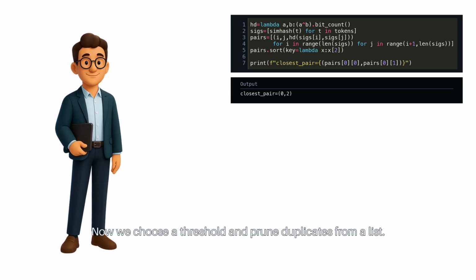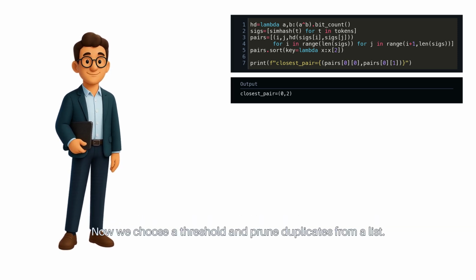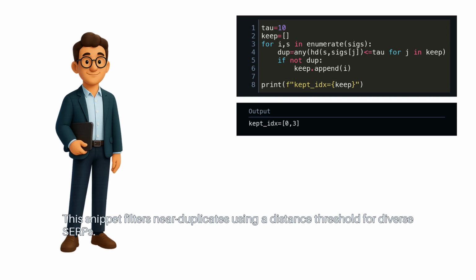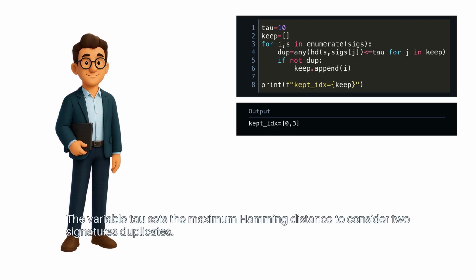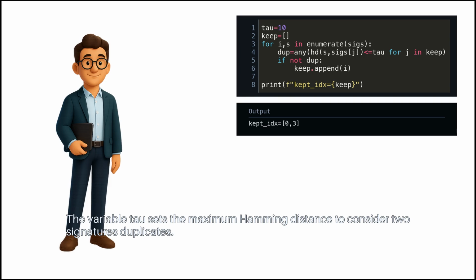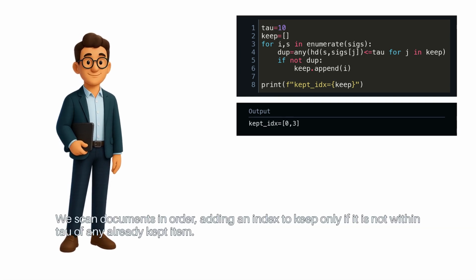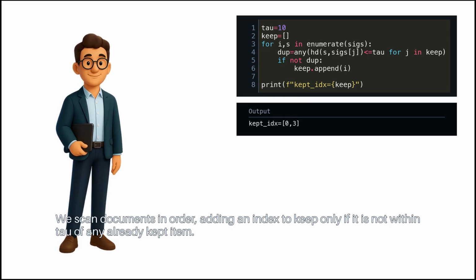Now we choose a threshold and prune duplicates from a list. This snippet filters near duplicates using a distance threshold for diverse SERPs. The variable tau sets the maximum Hamming distance to consider two signatures duplicates. We scan documents in order, adding an index to keep only if it is not within tau of any already kept item.